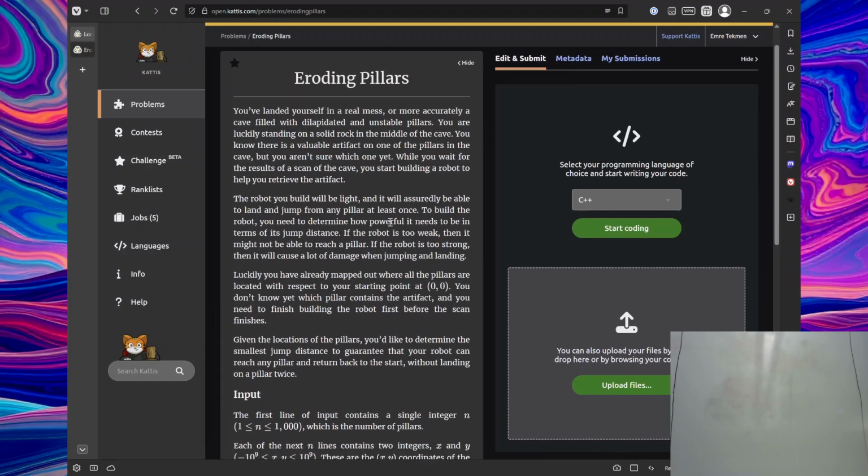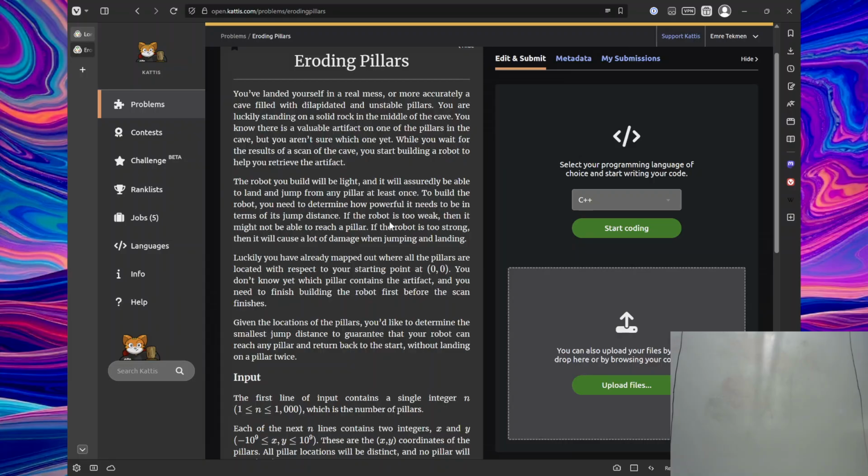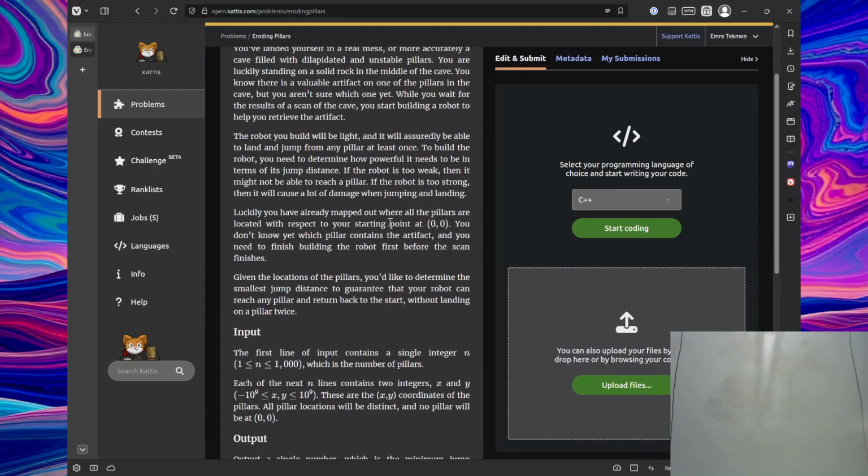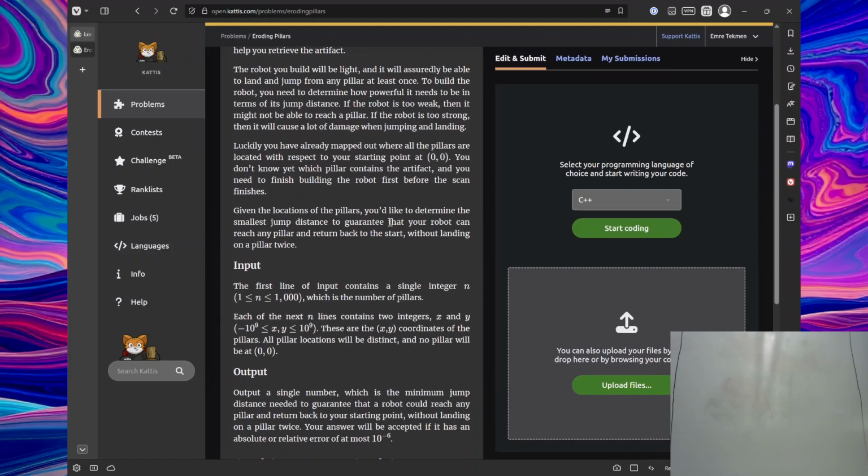Let's read through it. You're going to notice this sounds a lot like the TNT run that I mentioned, right? So you've landed yourself in a real mess, or more accurately, a cave filled with dilapidated and unstable pillars. You are luckily standing on a solid rock in the middle of the cave. You know that there's a valuable artifact on one of the pillars in the cave, but you aren't sure which one yet. While you wait for the results of a scan of the cave, you start building a robot to help you retrieve the artifact.